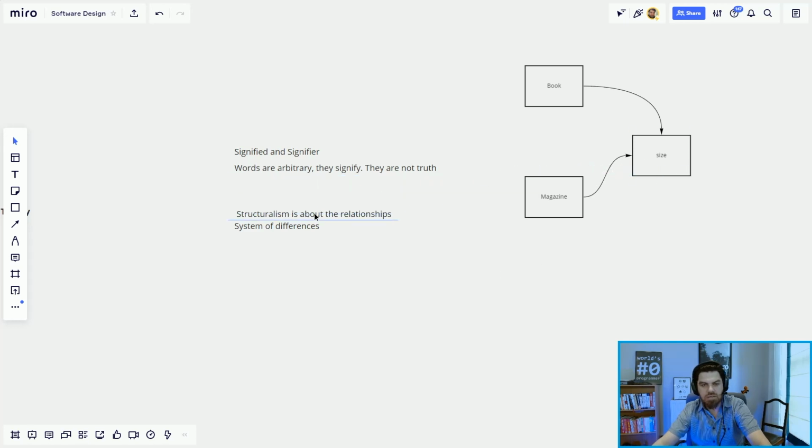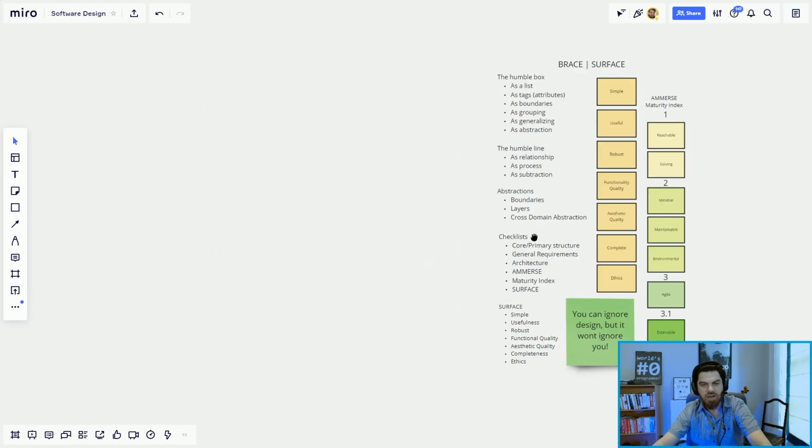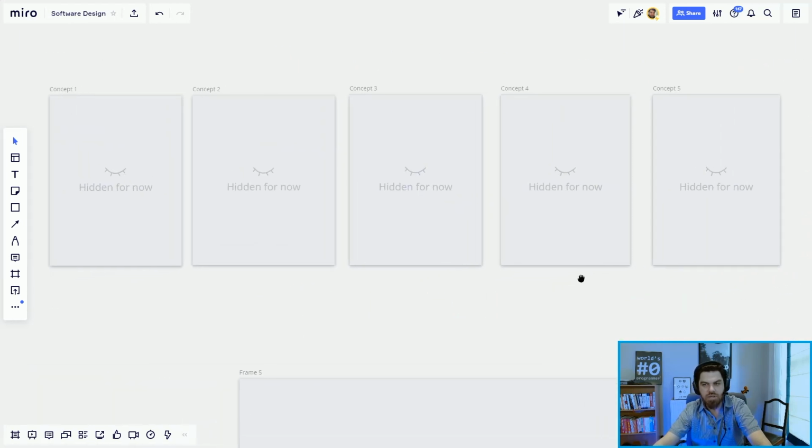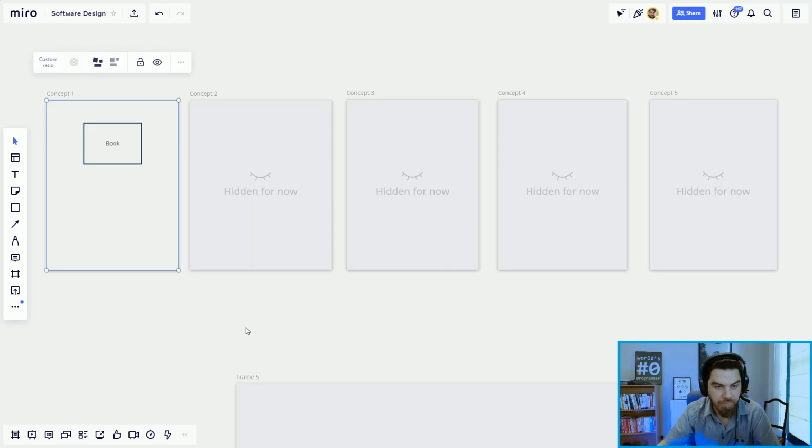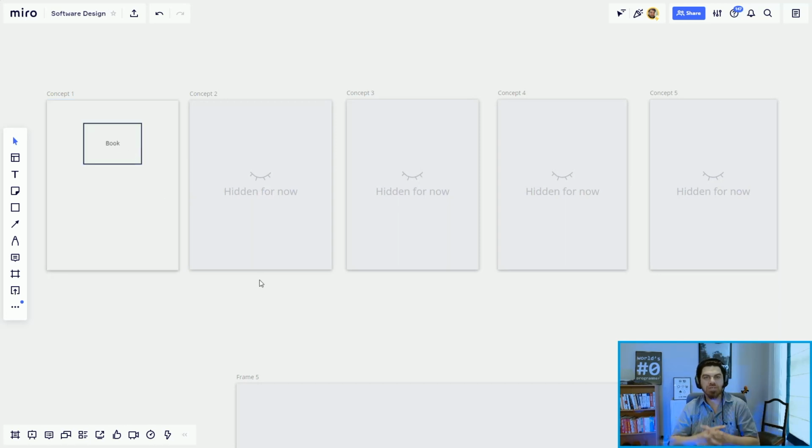Okay, I've prepared some boxes for us. Let's have a look. I'm going to take concept 1 and open it up and say book. There it is. It's a box. It is labeled with a term, a signifier, named book.